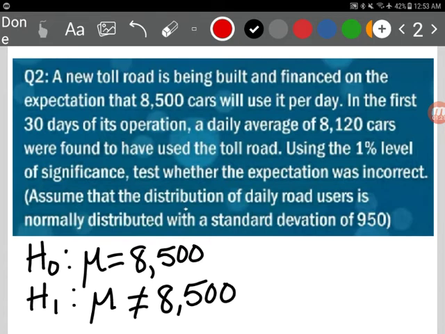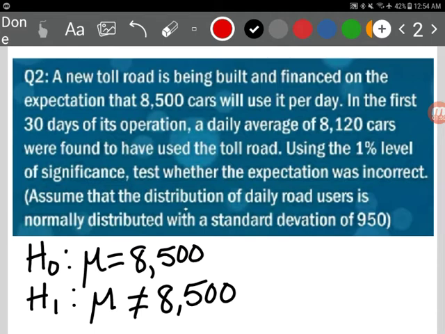On this one, it's a little different than our other two because I want you to notice that on the other two, they gave me something like less than, greater than. This one doesn't say anything like that. So our alternate hypothesis will be the mean is not equal to 8,500. And we know that when we find our null hypothesis, we'll take our mean equal to that value that is given to me. Very important.